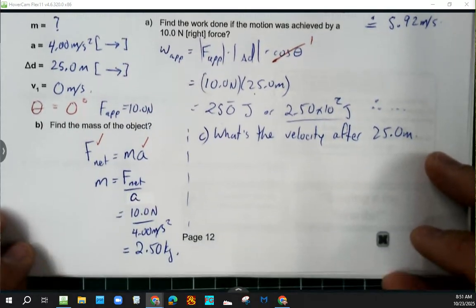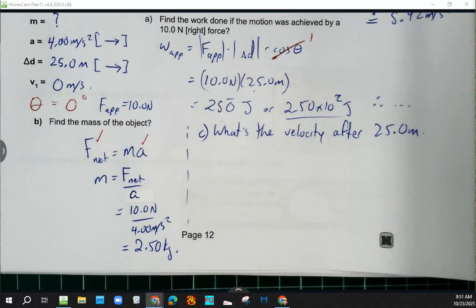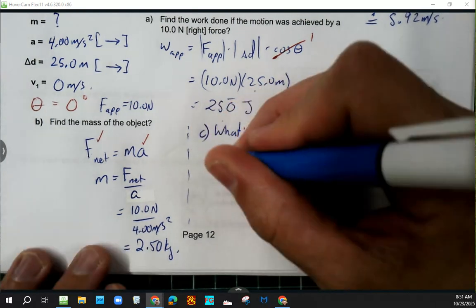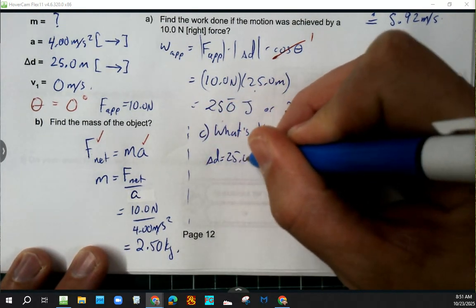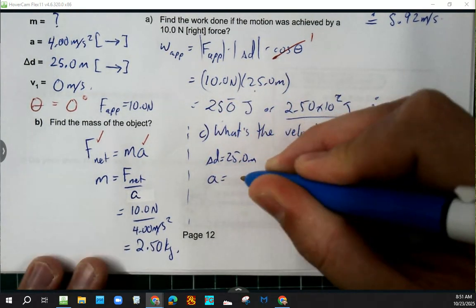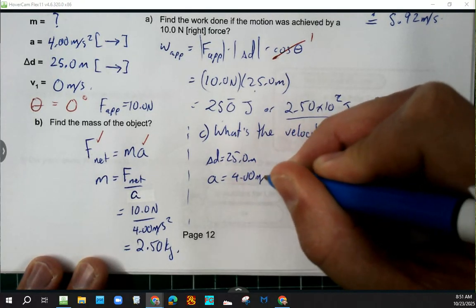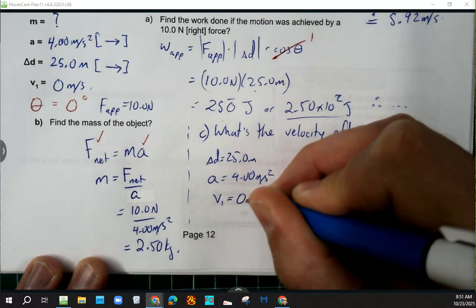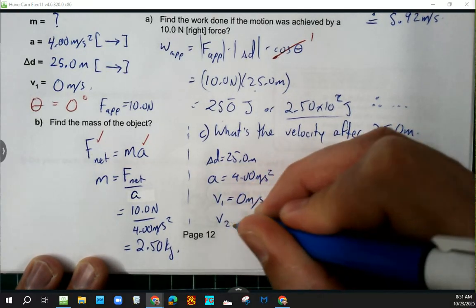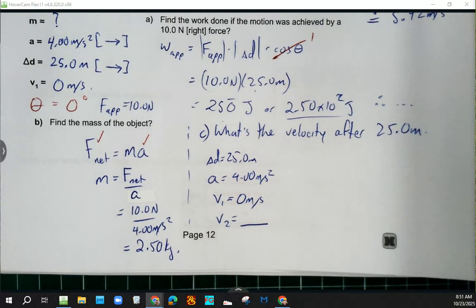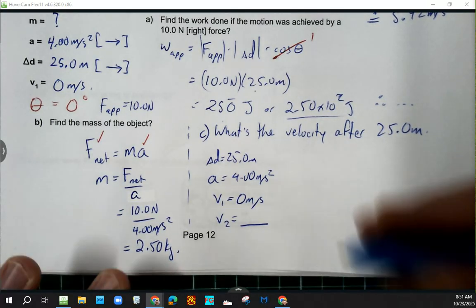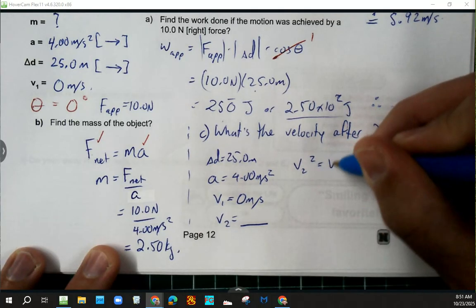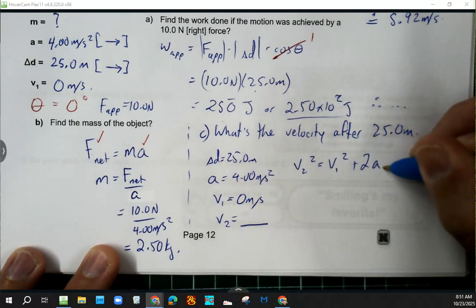But if you're not handcuffed in that way, if you're not told that you must use energy arguments, doesn't it just make sense that if I know 25 meters is the displacement, I know acceleration is 4.00 meters per second squared, I know V1 is equal to 0 meters per second, and I want to know V2, couldn't I just use a kinematics equation? In the absence of the restriction that I must use energy arguments, I can always lean back on kinematics. This is age-old stuff, right? So we can say V2 squared is equal to V1 squared plus 2a delta d.